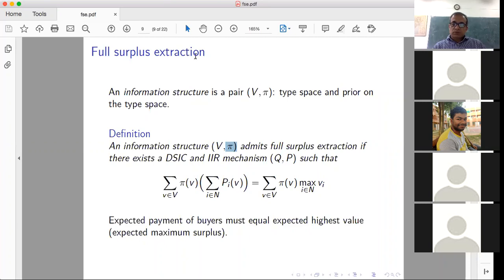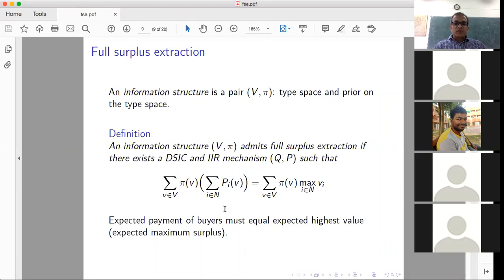When priors are independent, the best a seller can do is the optimal auction we did in the last class. That much extraction can be done only. Yes, exactly. So we are extracting the full surplus in expectation and not necessarily pointwise.